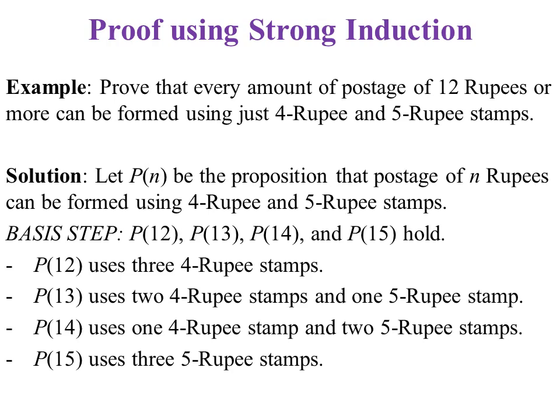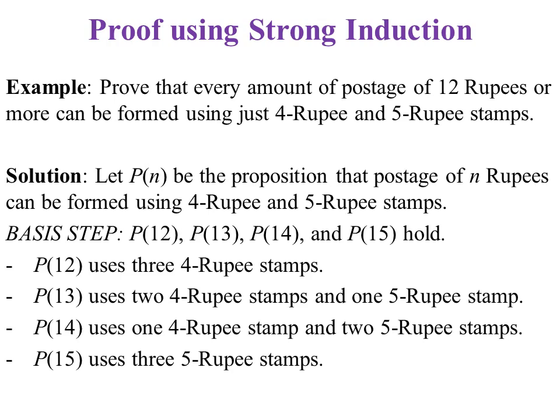As usual, let P of n be the propositional function that postage of n rupees can be formed using only 4 rupee and 5 rupee stamps. Now let us get into the basis step where P of 12, P of 13, P of 14 and P of 15 hold. This is because 12 rupees can be formed using 3 4 rupee stamps. P of 13, that is 13 rupees, can be formed using 2 4 rupee stamps and 1 5 rupee stamp.